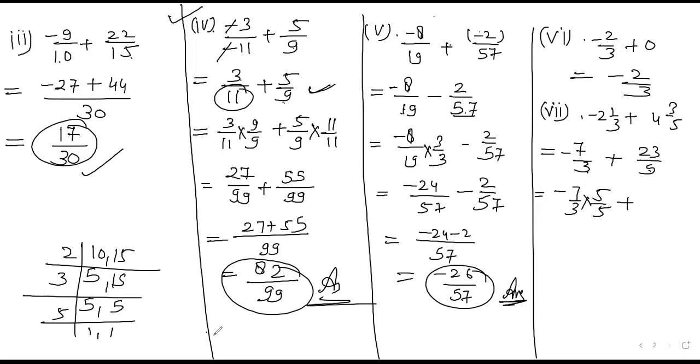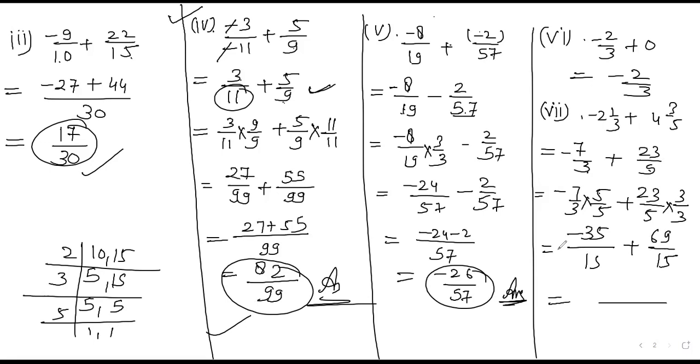Otherwise, LCM techniques can also be used. That's why I told two methods. Any method you will follow, I'm not forcing you to follow this method only. That's why I discussed both the methods. Now, 7 5s are 35 and 3 5s are 15, plus sign. 23 3s are 69 and 5 3s are 15.